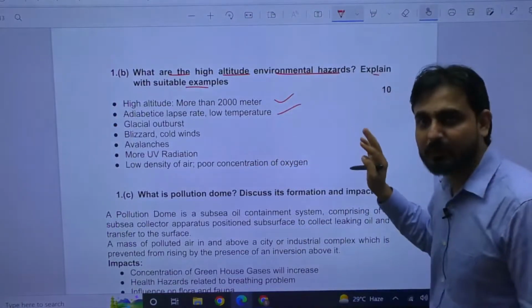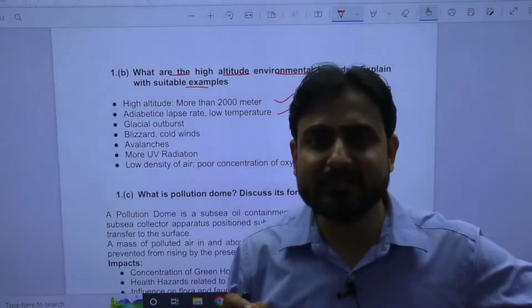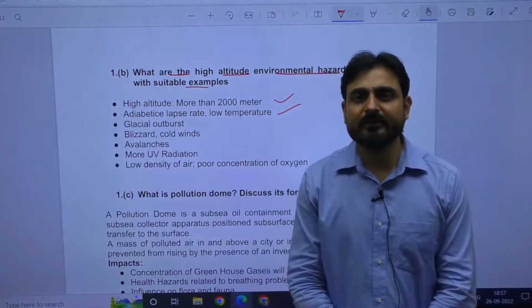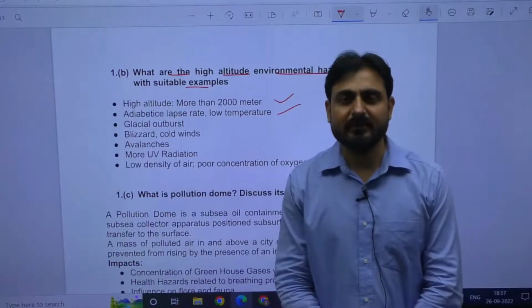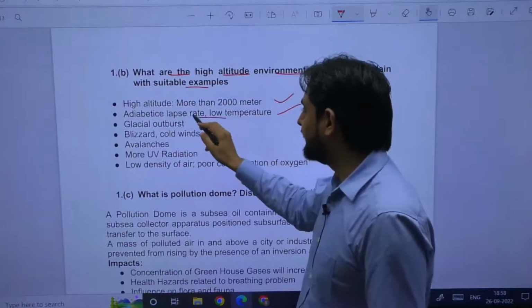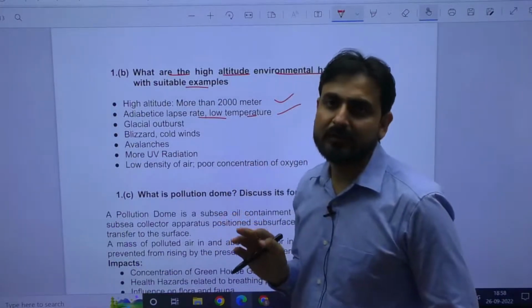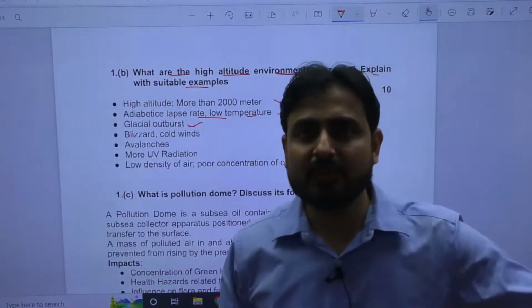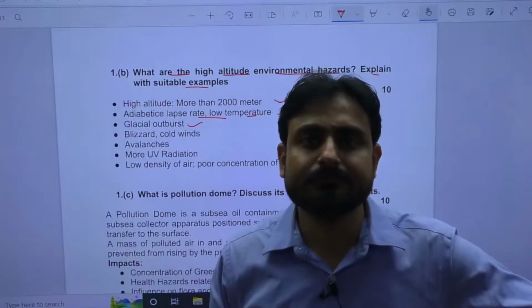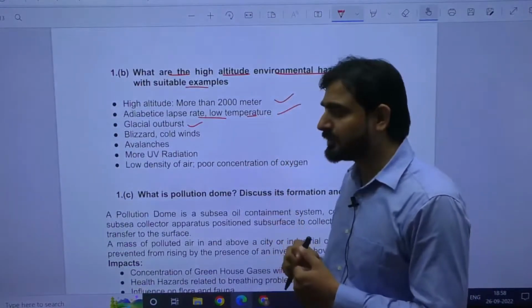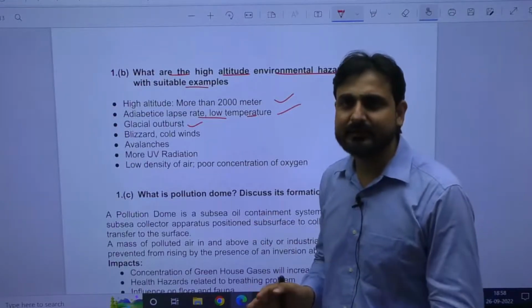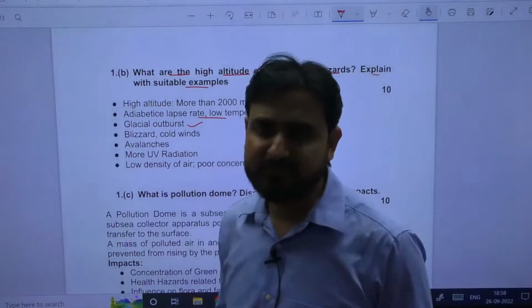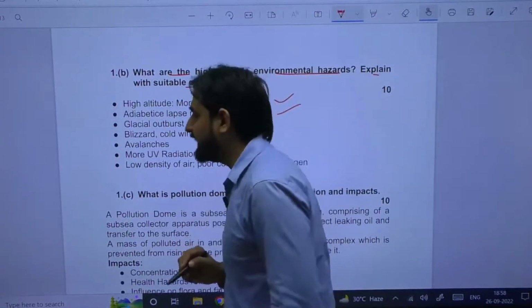Adiabatic lapse rate: we notice a rapid decrease in temperature as we go up from the earth towards the sky, towards space. So adiabatic lapse rate and low temperature we generally notice in mountainous regions. Further, glacial outburst; recently we noticed a glacial outburst in Uttarakhand. When a glacier melts down rapidly, breaks down and blocks the valleys, this kind of flood situation arises. A lot of catastrophe took place in Uttarakhand due to this glacial outburst. Then blizzard or wind.